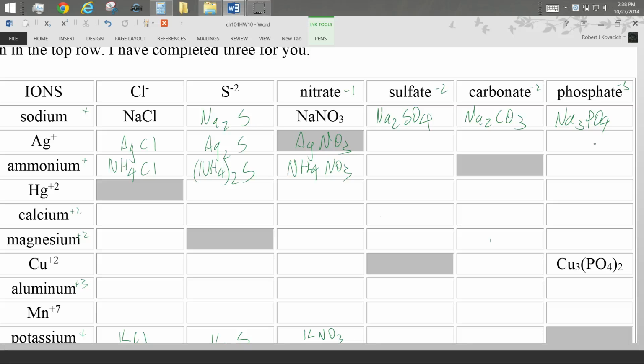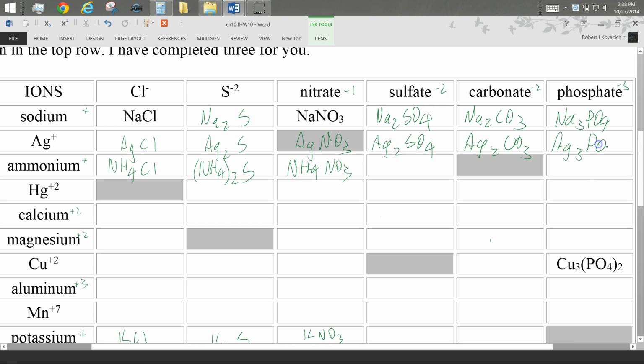So how's it going to look for the silver, the rest of the row? It's going to look exactly like the sodium right above it, correct? Ag2SO4, Ag2CO3, Ag3PO4.